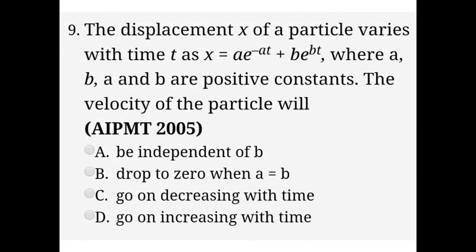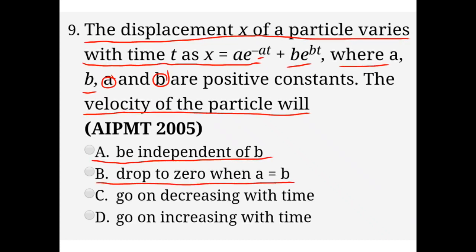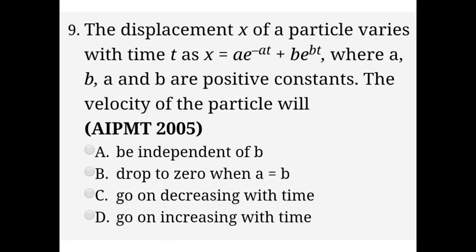Question number 9. The displacement x of a particle varies with time t as x is equal to a e power alpha t, you read it alpha, plus b e power beta t, you read it beta, where a, b, alpha, beta are positive constants. The velocity of the particle will, option A, be independent of b, option B, drop to 0 when a is equal to b, option C, go on decreasing with time, option D, go on increasing with time.